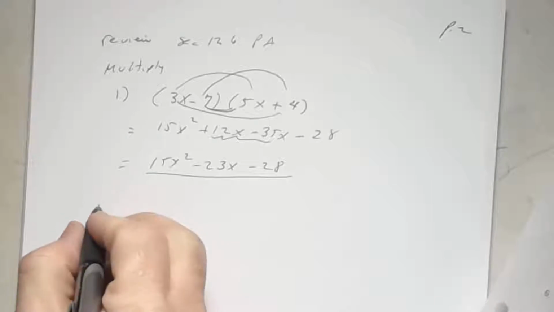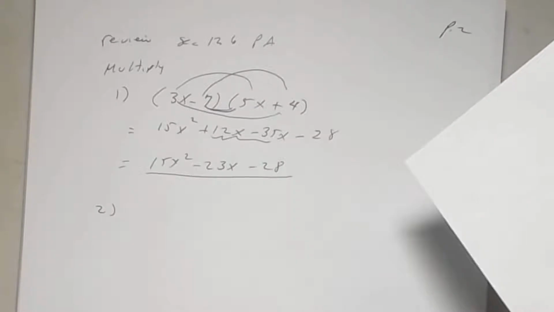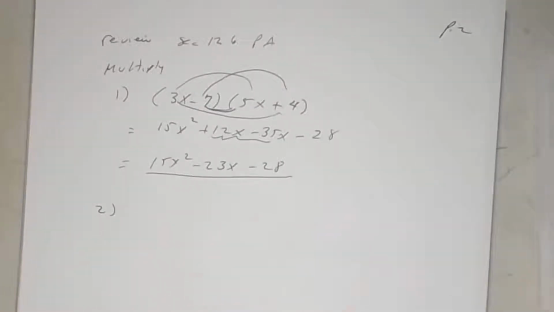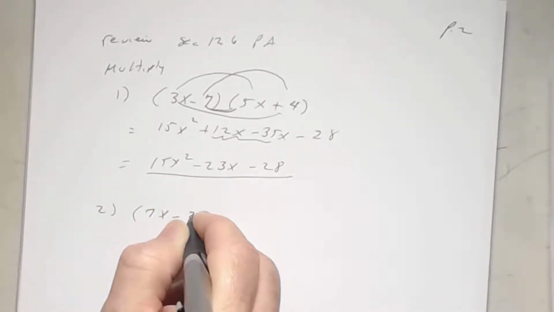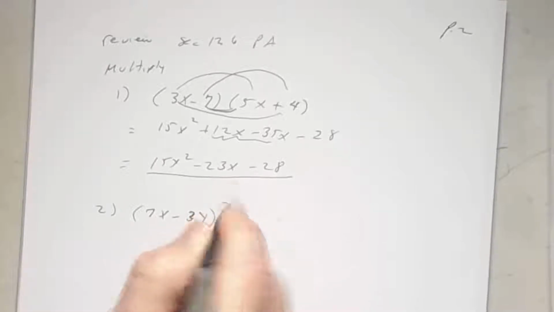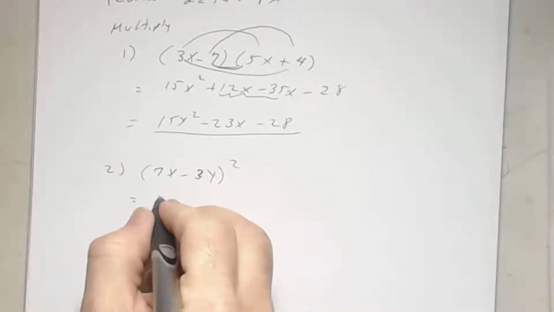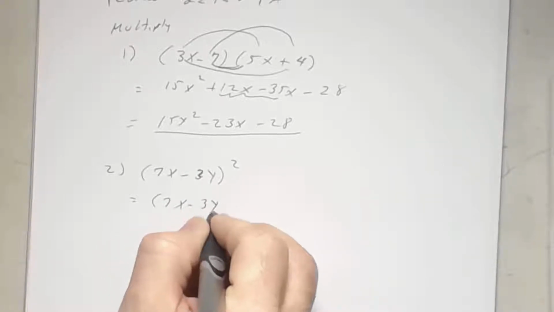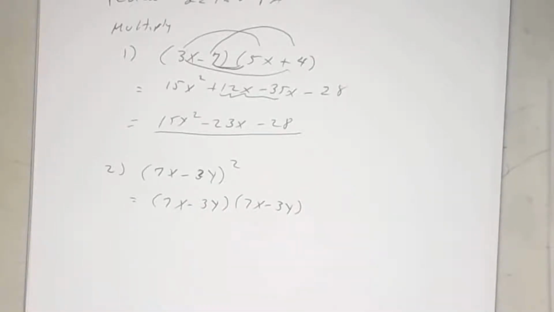All right, now let's look at number 2. Just a reminder. What if you had 7x minus 3y squared? How would you, first of all, rewrite this? You're squaring a binomial. How would you rewrite it? 7x minus 3y times 7x minus 3y. Okay, so you're going to multiply the binomial times itself. And then you do the same thing, first, outer, inner, last.